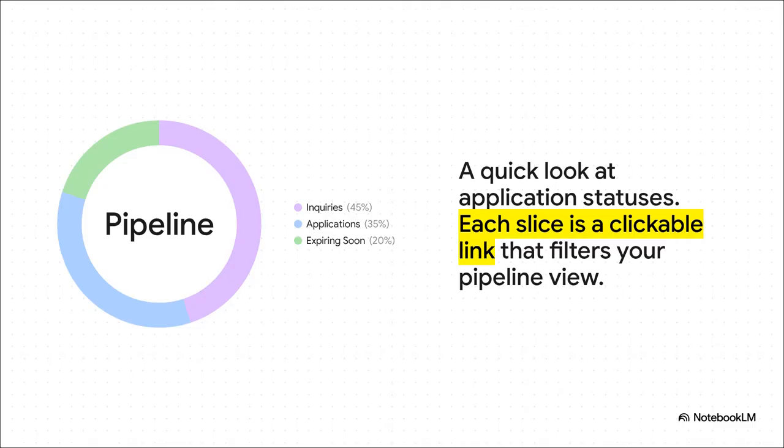Now, the pipeline overview is really the heart of the dashboard. And it's this perfect example of making data something you can act on. See, these aren't just static numbers. Every single slice of this chart is a live link. So with just one click on, say, expiring soon, bam! The system instantly filters the view to show you exactly what needs your attention right now. It's designed to turn that high-level summary into an instant to-do list.